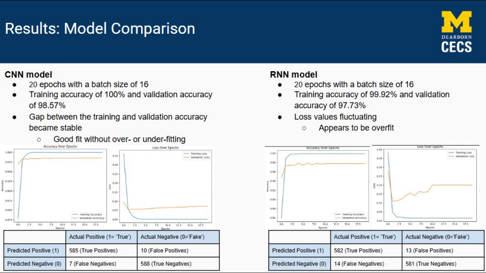Now in the RNN, we can see it has the same epochs and batch size as the CNN model, but the training accuracy is a little bit less than that. It is 99.92%, and the validation accuracy is 97.73%. Over here, the loss has a little bit of fluctuation, from which we can see that there might be some overfitting taking place. From the confusion matrix, we can say that 582 are the actual true predicted articles, and 581 are actual fake predicted articles. From both of the models' comparison, we can say that the CNN model has better performance and better accuracy than the RNN.